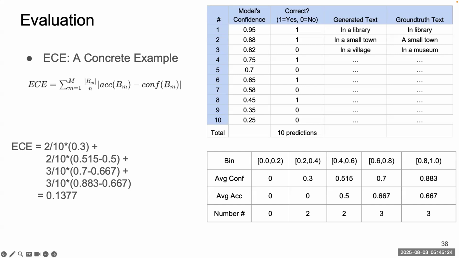Okay, and that basically concludes the second section. We defined the terms for uncertainty quantification and confidence, and we also understand how we evaluate the uncertainty. Basically, if you have a golden answer, then you can evaluate it, right?